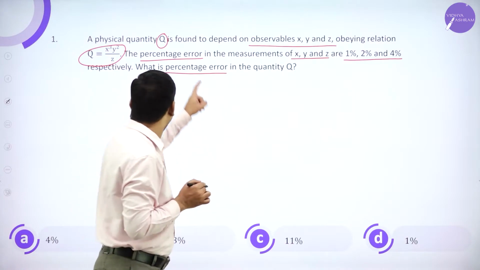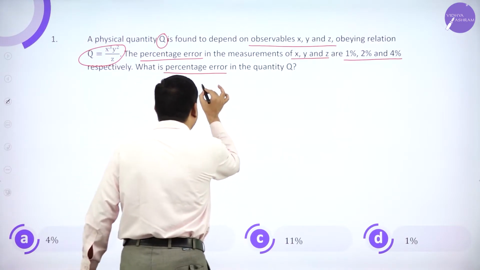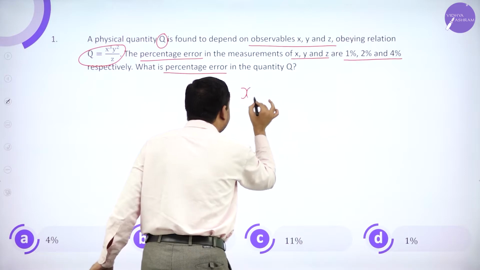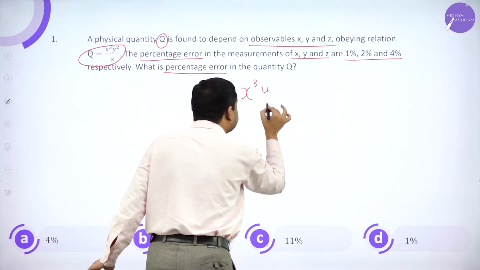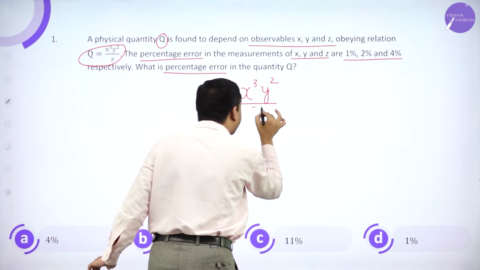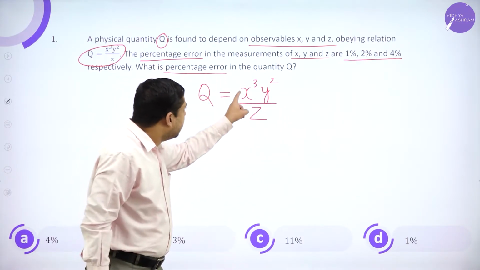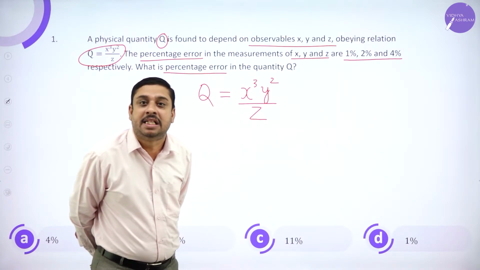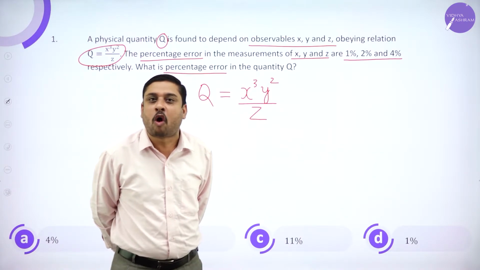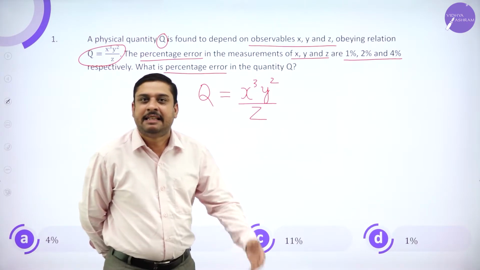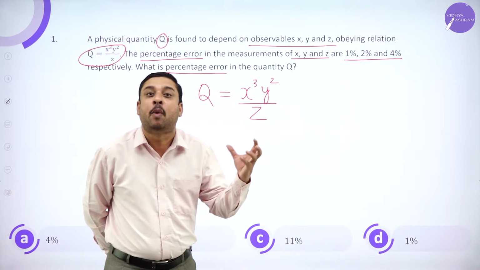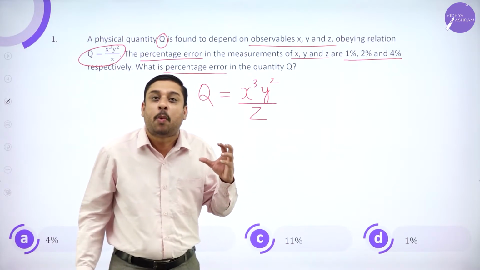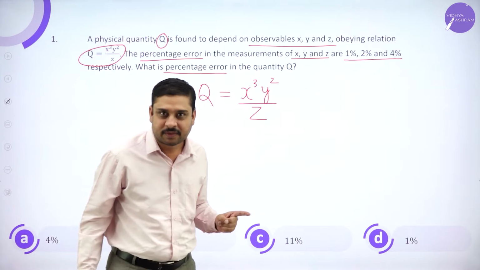He says a physical quantity Q is measured as X cube Y square divided by Z. Here X, Y, Z are called observables. What are observables, students? They are nothing but observed values, or precisely saying they are quantities with error.